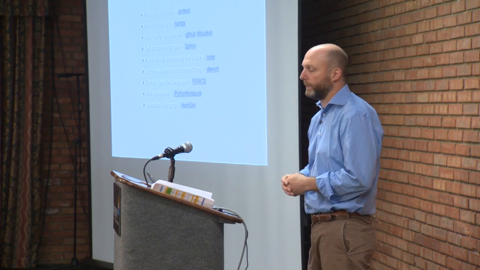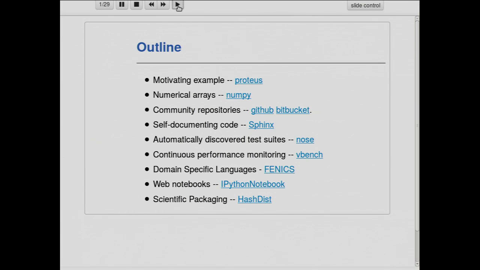So here's a rough outline of what I'm going to do. First, I'm going to give you a motivating example, and that's taken from my own work, which is a package called Proteus. The objectives are probably familiar to a lot of you, right? It's a science code. It's for solving PDEs in my particular area, and it happens to be written in Python. So it's kind of an example of what you might try to do in Python.